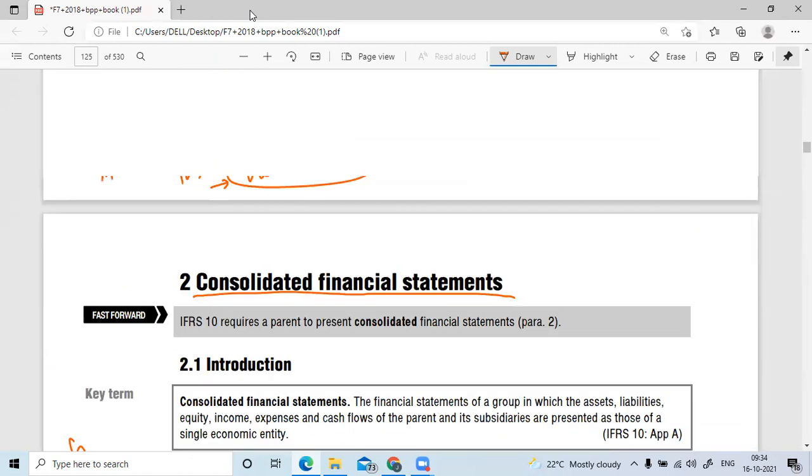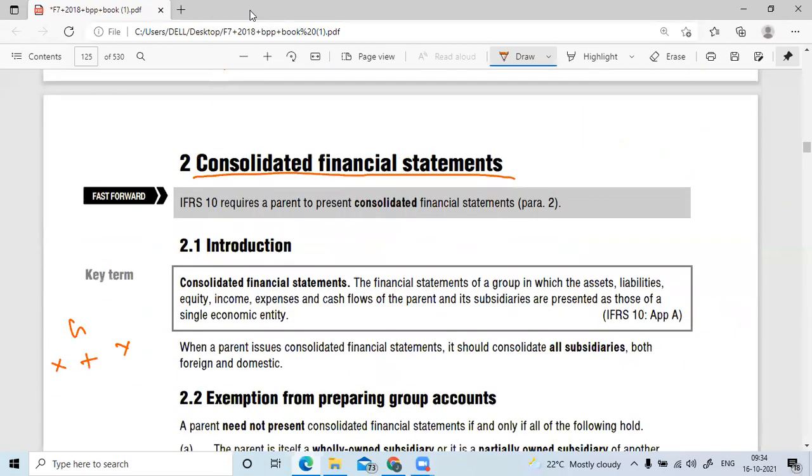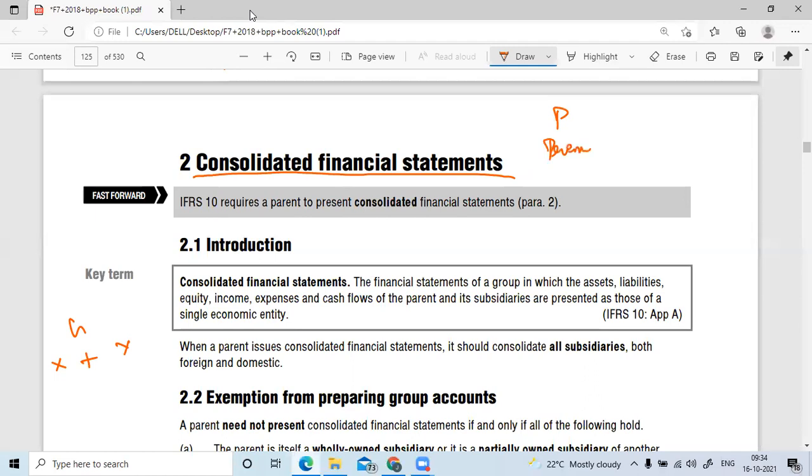Same is the case with the profit and loss statement. Suppose the parent company's revenue is 10,000 and the subsidiary's is 5,000. So when you make the group company, that is parent plus subsidiary, the revenue you show is 15,000. That's it.